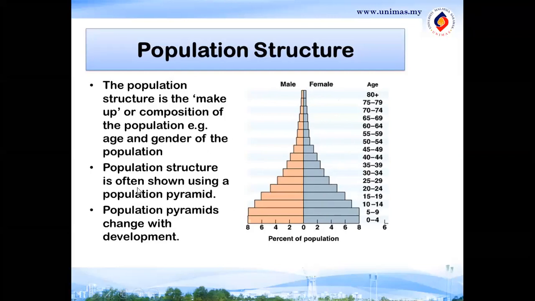Ya. So the population structure is often shown using a population pyramid, and population pyramids also change with development. I mean, the shape of the pyramid changes with development. For example, in developed countries, you see that the size of the population in the middle here is a little bit bigger, and the size of the population at the lower level here is smaller. So it doesn't really look like a pyramid in the traditional form. Okay.